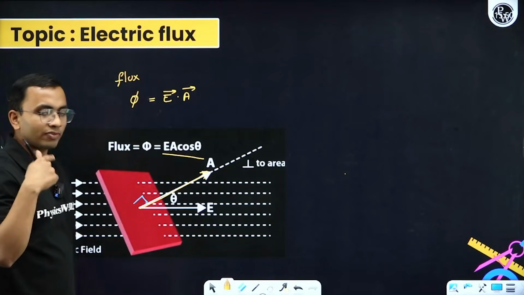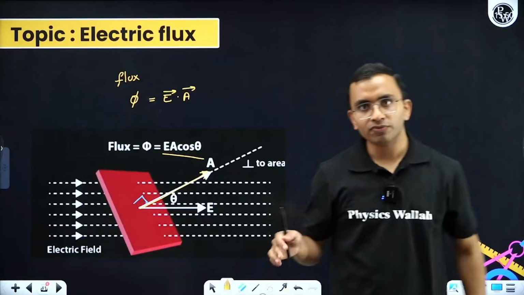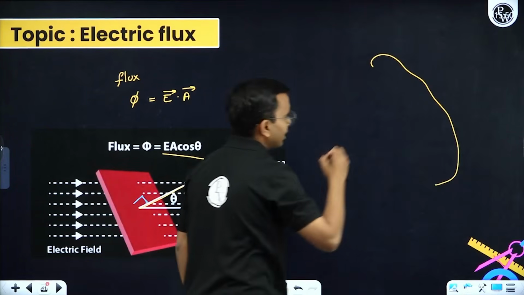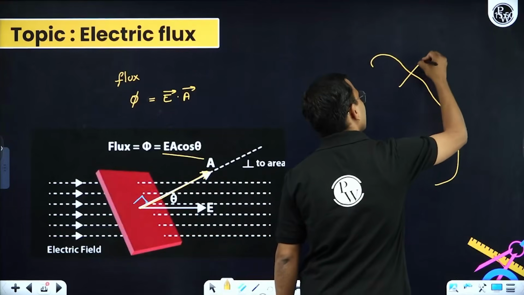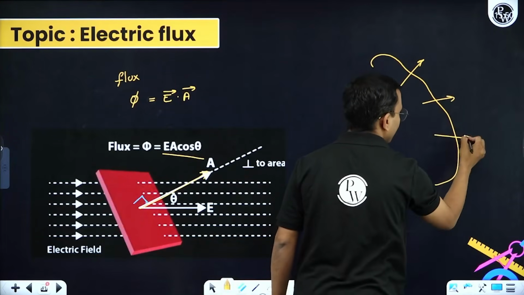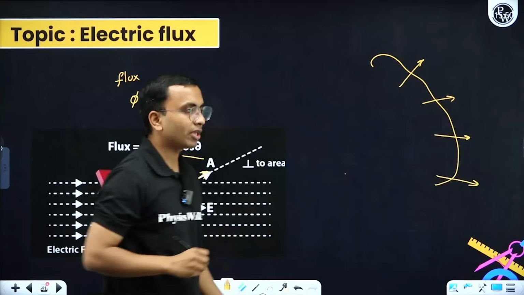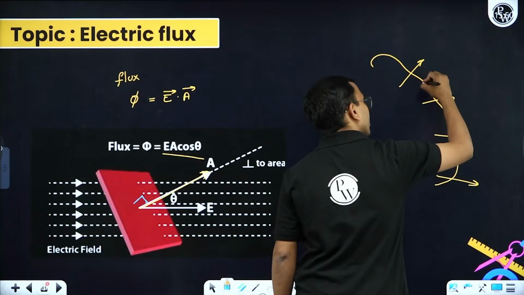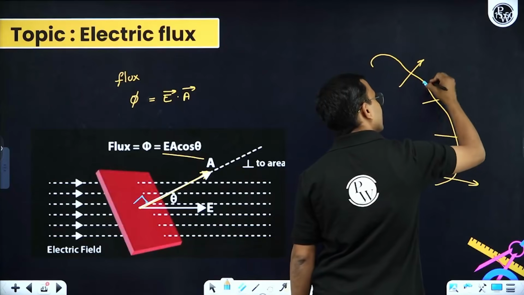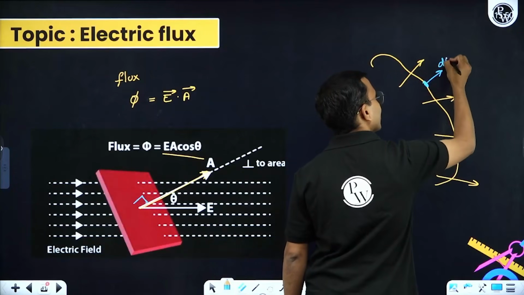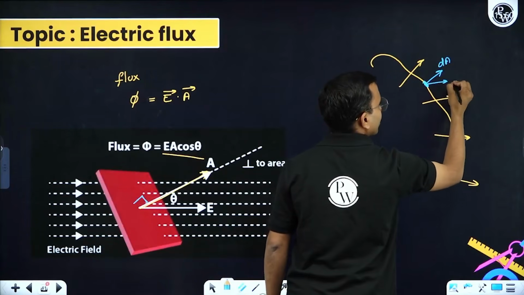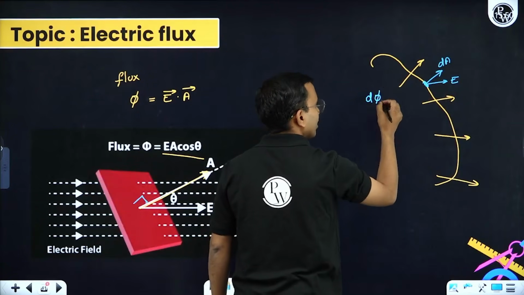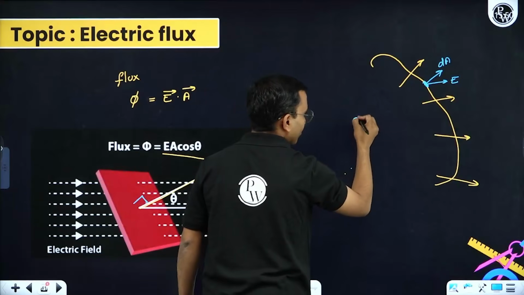Now this is when the electric field is uniform. What if the electric field is non-uniform? Or let us take some random area. The electric field is, let us take, like this. So what you will do is take a small section there. Its area, let us take, this is dA. Here the electric field is E. So the flux through this small section, d phi, will become E dot dA.